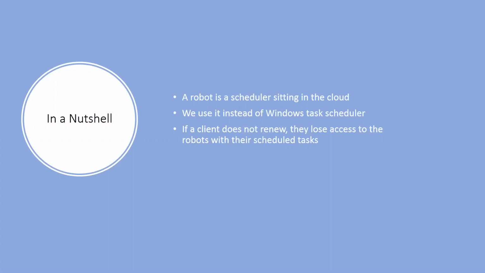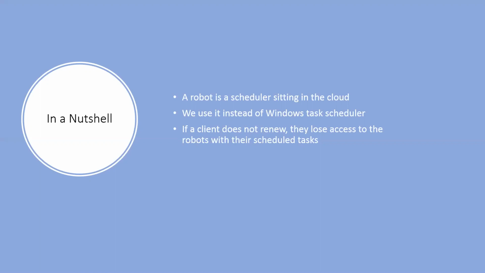So in a nutshell, a robot is a scheduler sitting in the cloud. We access this program called robots sitting somewhere, let's say on an Amazon server. We use this program called robots to create a robot, which is a scheduler. The scheduler does nothing on its own. You have to tell it, schedule something. Now you might choose to create one scheduler or multiple schedulers, one robot or multiple robots, depending on your needs. Then what we do is we use that scheduler instead of the Windows Task Scheduler.